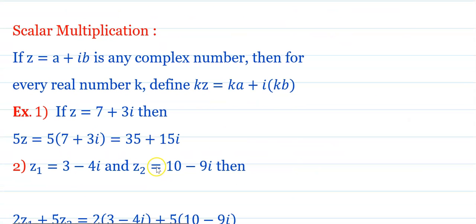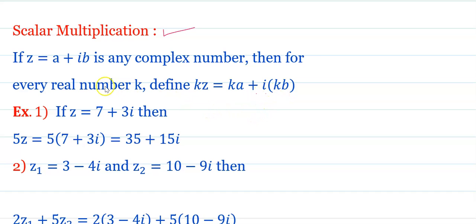Okay. Now the next. We have seen addition. Next, the scalar multiplication. Means what? Take any complex number and multiply it by a number like 2, 3, -7, -5/3. Therefore, it is called scalar multiplication. If z is equal to a plus ib is any complex number, then for every real number k, we define k into z is equal to ka plus i in bracket kb.